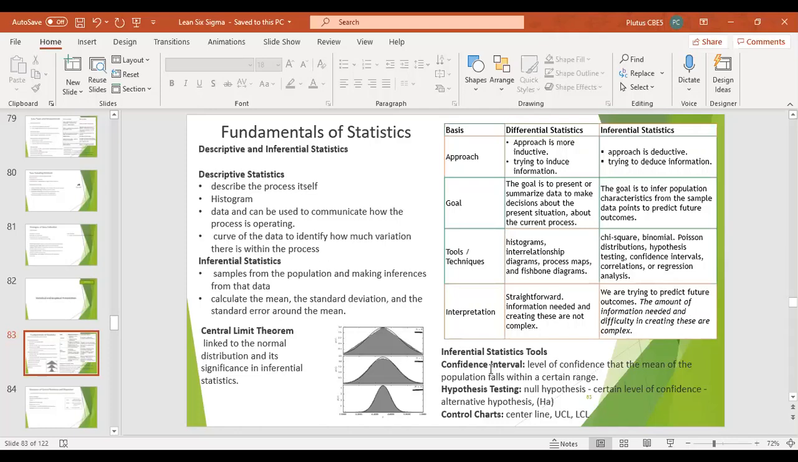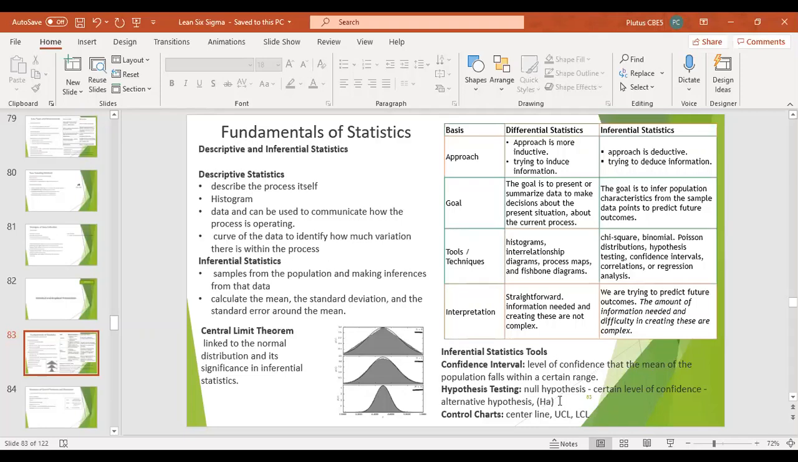Some of the tools we are using here: the confidence interval. This is the level of confidence that the mean of the population falls within a certain range. What it means is, we understand what the average is and how your data is falling around it, and that gives a confidence interval. For example, my mean is 20, and my data varies from 22, 24, 26. So my confidence interval is 2, 4, and 6. That is how your data is varying from your mean. That is what the confidence interval talks about.